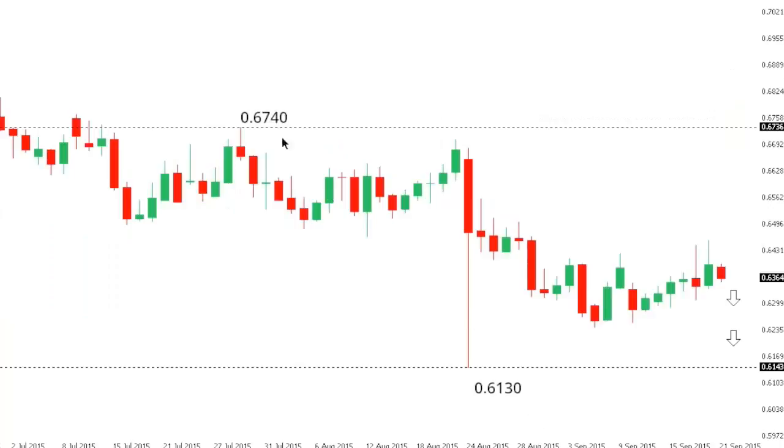Kiwi dollar. So Kiwi remains locked within a well-defined downtrend, and the market is looking for the next lower top ahead of a bearish resumption back towards and eventually below those recent multi-year lows at 61.30. At this point, only back above 67.40 would compromise the bearish outlook.